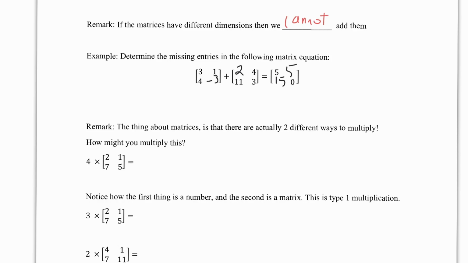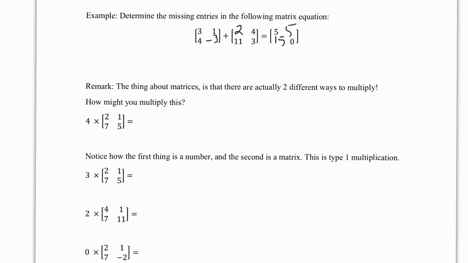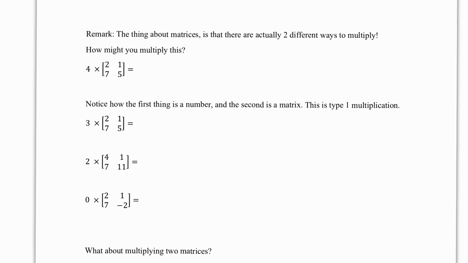All right. Now, how about multiplying? Because after addition, of course, the next thing we learn after subtraction would be multiplication. Well, the thing about matrices is there's actually two different ways to multiply. The first way is if you have a number in front and you're multiplying the matrix. This one, again, I think is pretty intuitive.